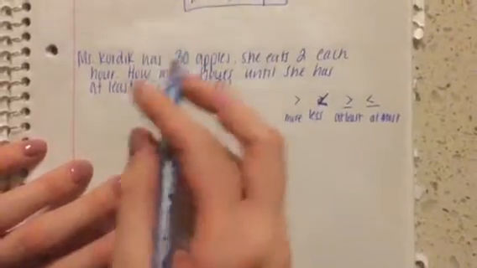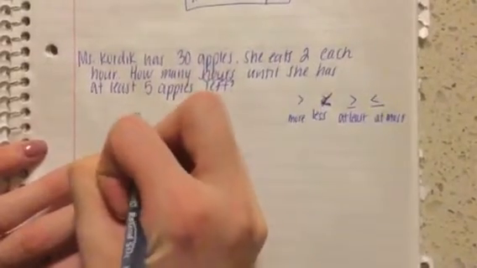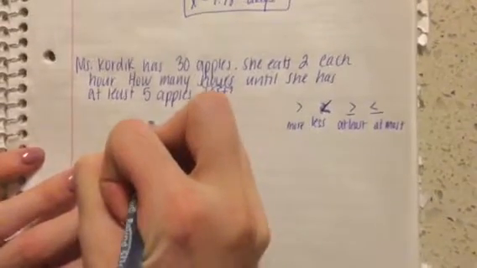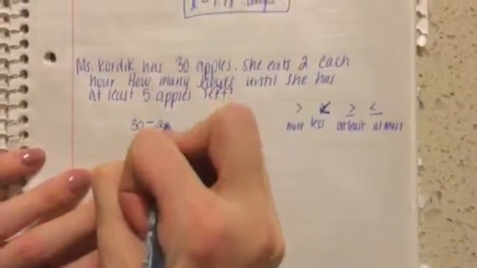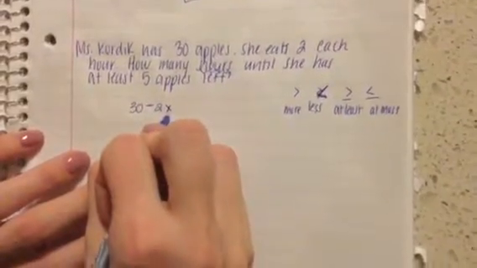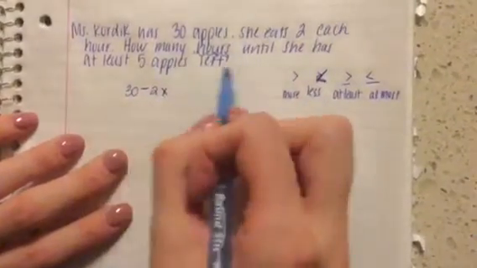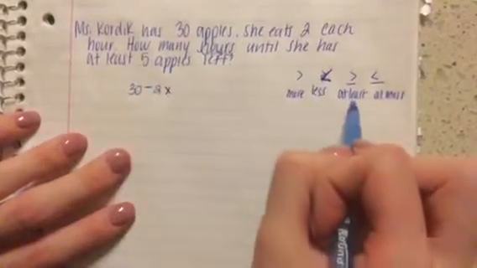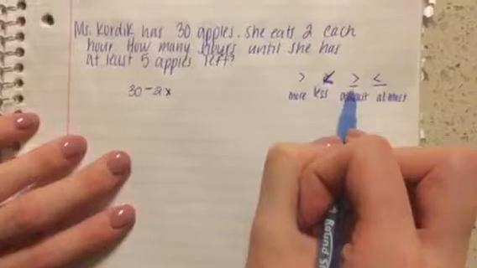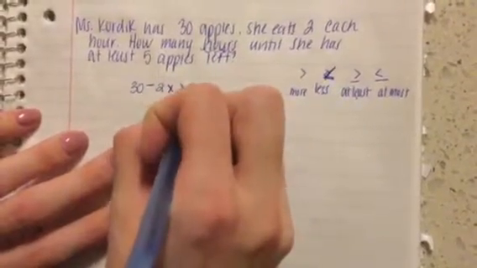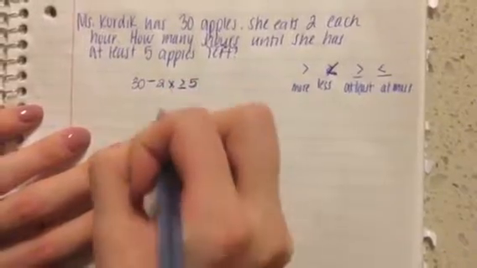So I start with my current amount that Miss Kordick has, which is 30 apples. She's eating, which means she's subtracting 2 every hour, but we don't know how many hours, so I represent that as an x. I want to know how many until she has at least, so I see my at least sign looks like that. And I want that to be a total of 5.